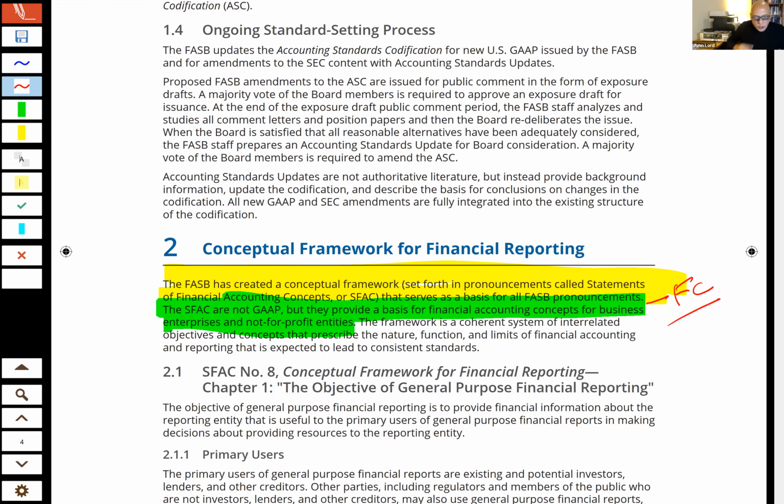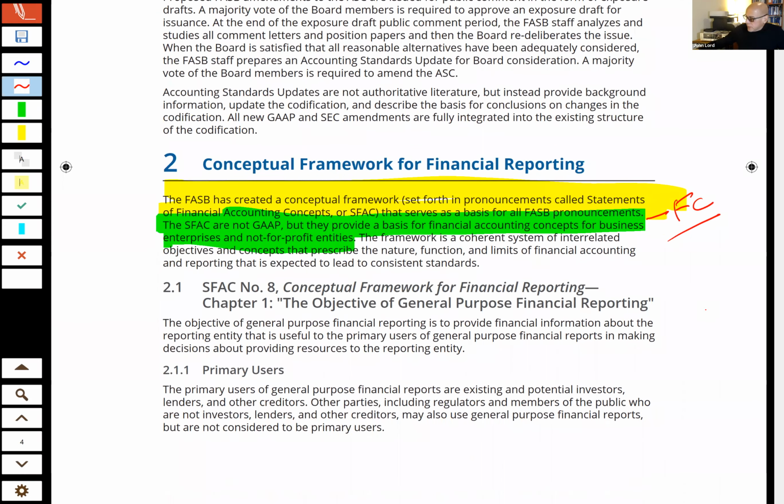Okay, good. Now we look at the conceptual framework. The way the FASB has communicated its conceptual framework is through a series of concept statements. They don't necessarily constitute GAAP, but they give us the whys and wherefores. They tell us that the objective of general purpose financial reporting is to provide information about the reporting entity that is useful to primary users.